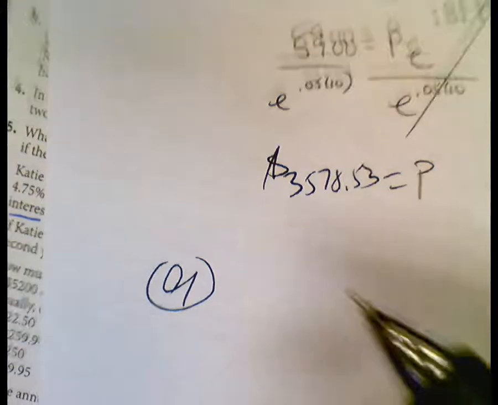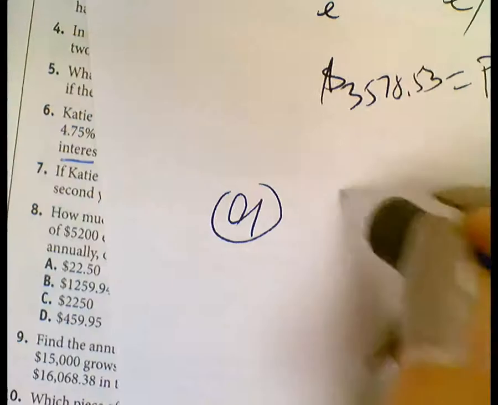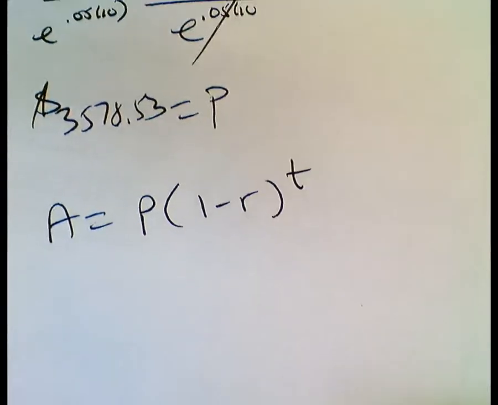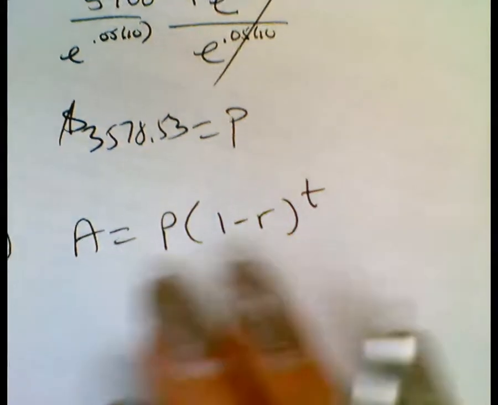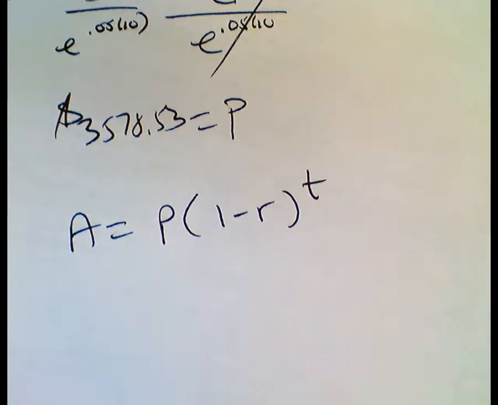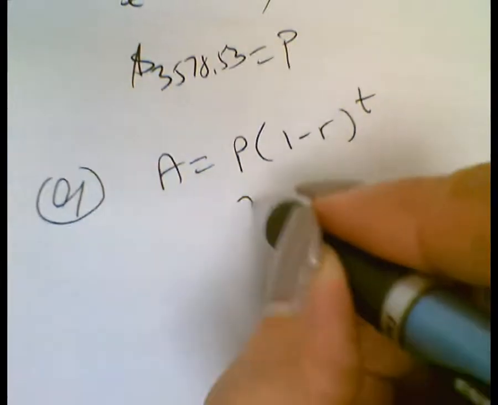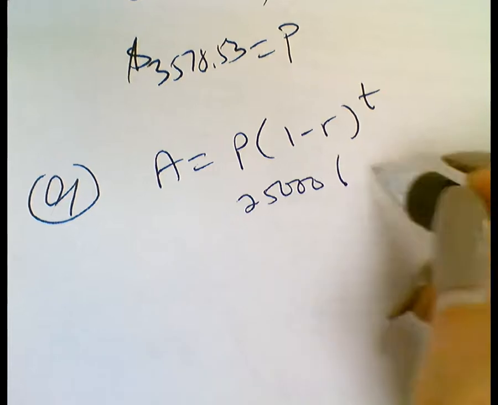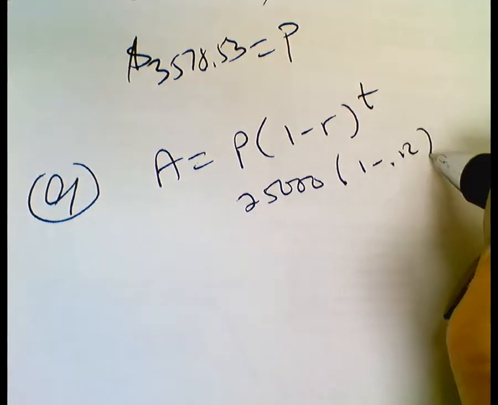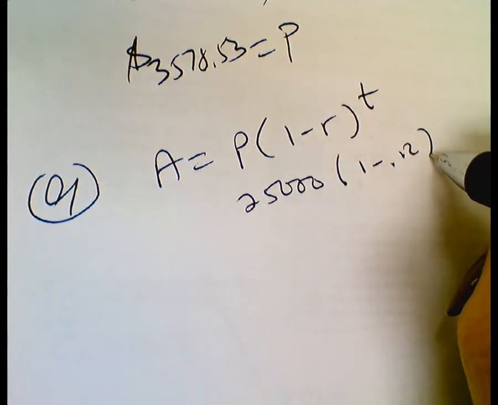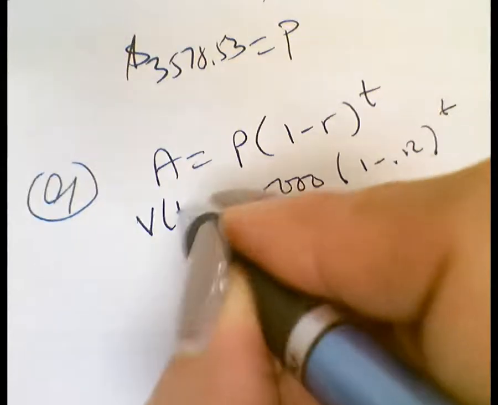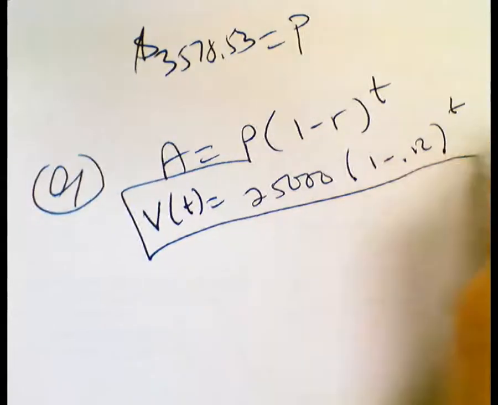Number 9. A new car is purchased. Anytime you have a car problem, it looks like this. It's not compounded. It's not an e problem. Anytime you're talking about a car, this is your simple deflation formula. A new car is purchased for $25,000. It depreciates at a rate of 12%. Write an equation function that represents the value of the car after t years. So here's your equation function.